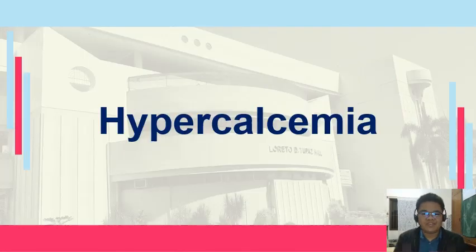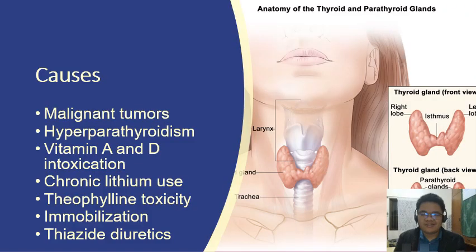The next topic is hypercalcemia. Causes for hypercalcemia. One is malignant tumor. This tumor may increase the amount of your parathyroid hormone. As discussed, second is hyperparathyroidism. So in your hyperparathyroidism, there is also an increase of your parathyroid hormone. If you can recall, once parathyroid hormone is increased, there will be increase in calcium levels.